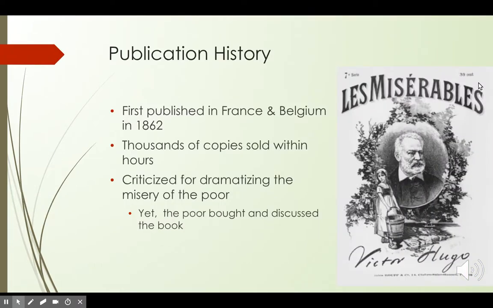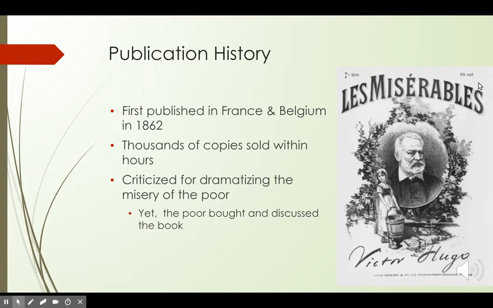So let's get started. This novel was first published in France and Belgium in 1862, as you can see by the cover page on the right-hand side of the screen. It was written by Victor Hugo, who was a French author. We're going back in time a little bit because we've been hanging around the mid-20th century for the last couple of books. But now we're going back about 100 years to 1862. This is also an important time because we have a lot of tumult in France, which I'll be talking about in just a second. What you should know is that thousands of copies of this book were sold within hours. That is a lot, especially for this time.